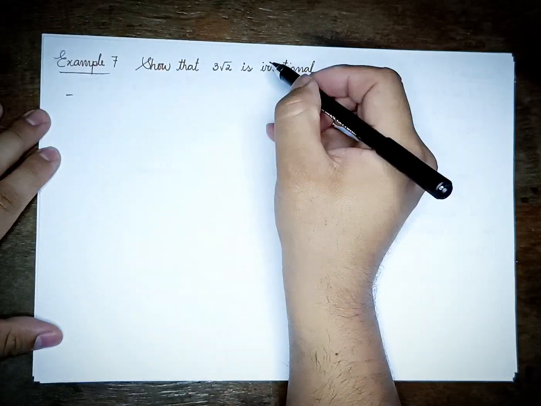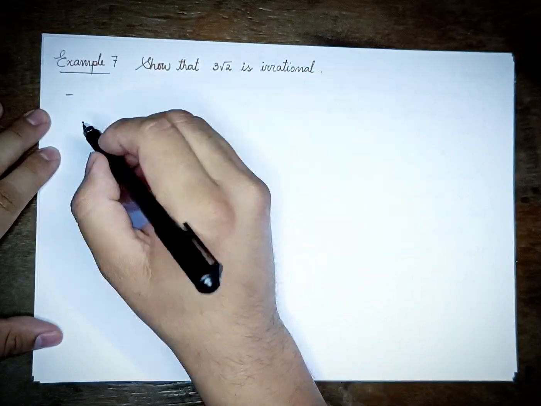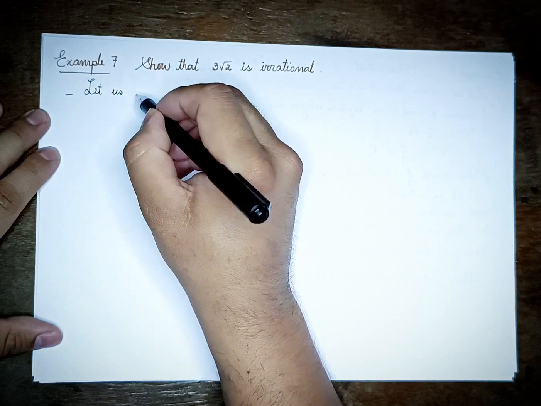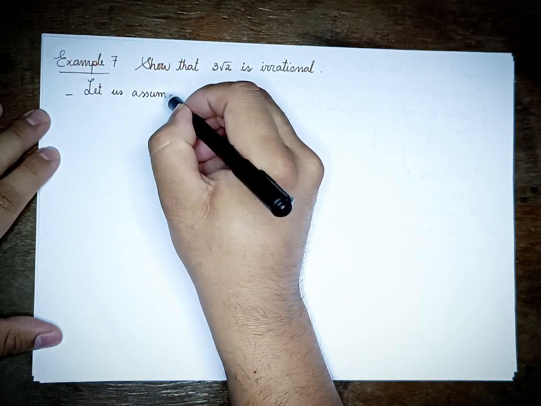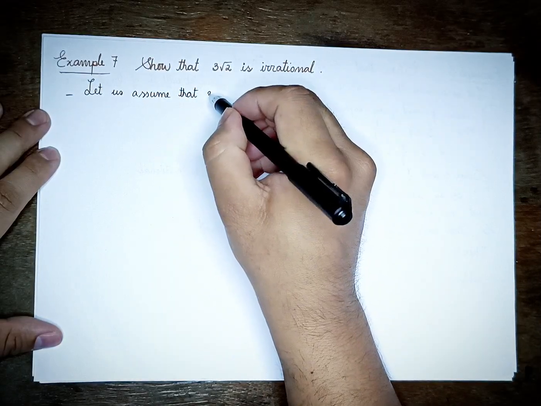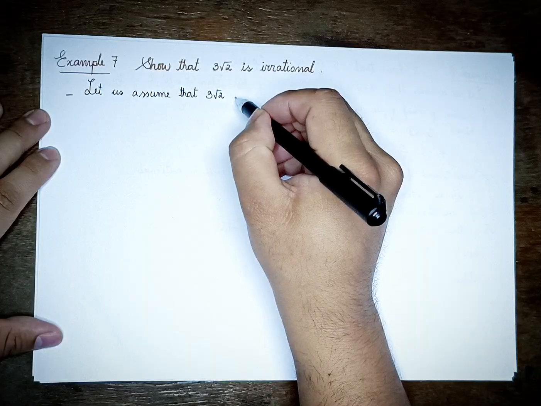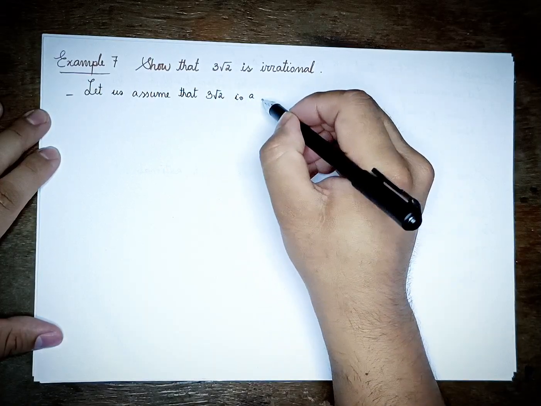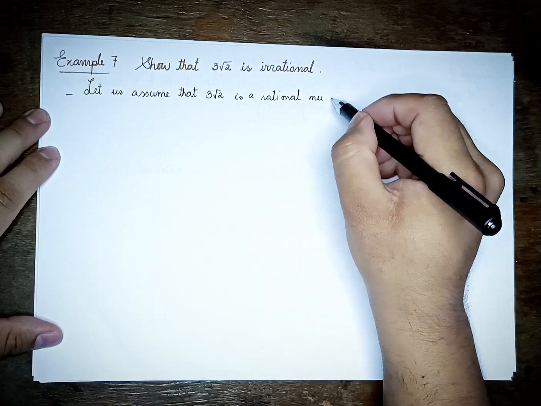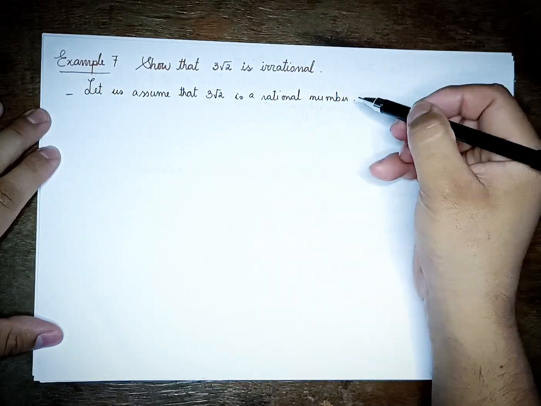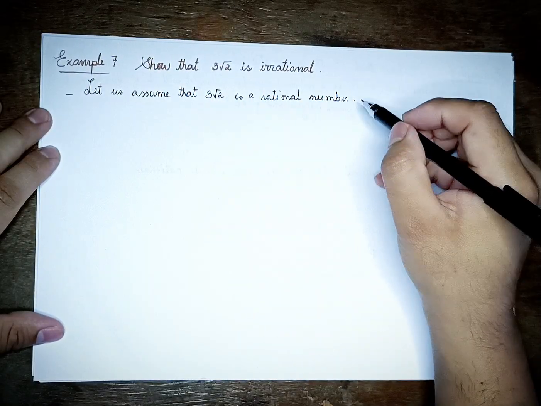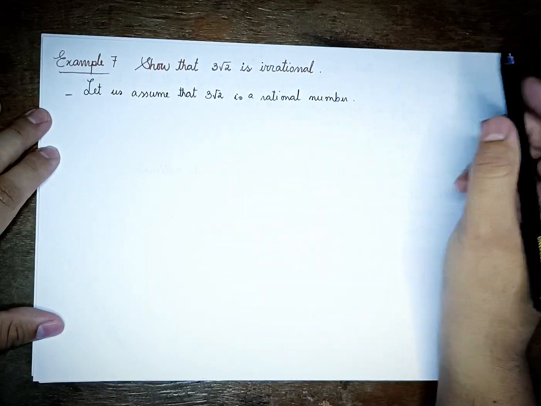Okay, let's solve it. First, let's take 3 root over 2 as a rational number. Let us assume that 3 root over 2 is a rational number. Then this 3 root over 2 will be of the form p by q, where p and q are co-prime integers and q must not be equal to 0.